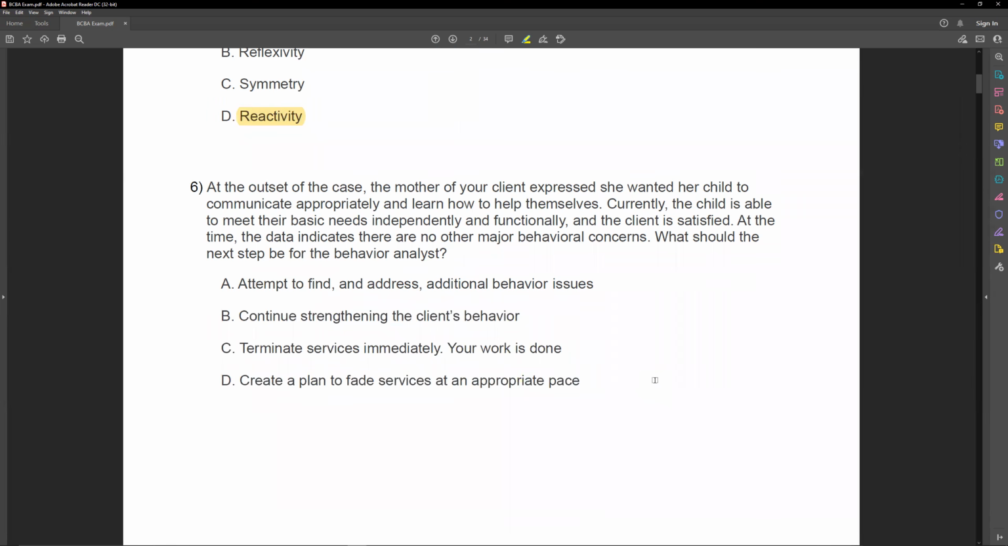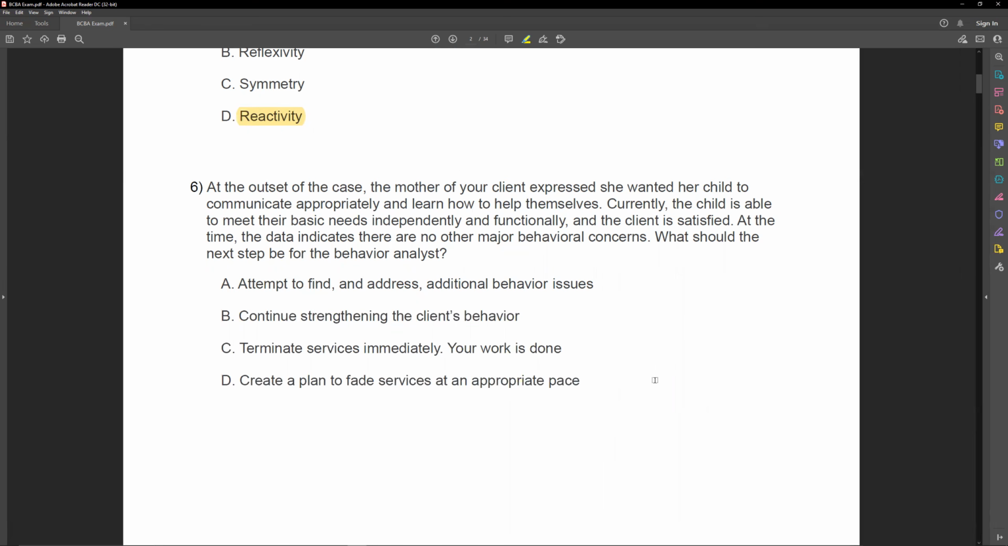At the outset of the case, the mother of your client expressed she wanted her child to communicate appropriately and learn how to help themselves. Currently, the child is able to meet their basic needs independently and functionally, and the client is satisfied. At the time, the data indicates there are no other major behavioral concerns. What's the next step for the behavior analyst?